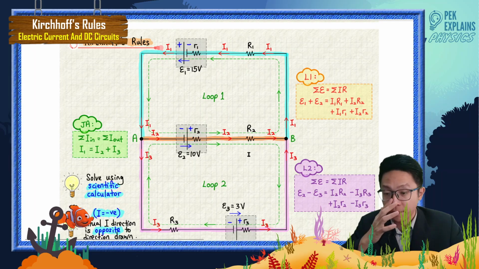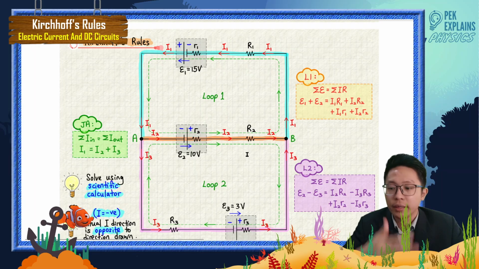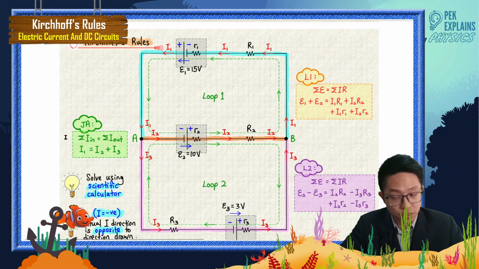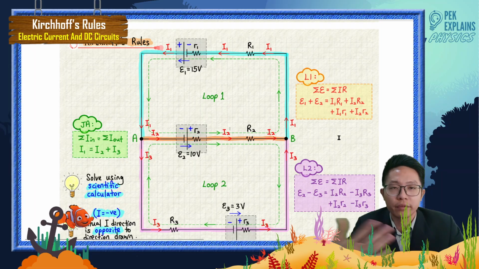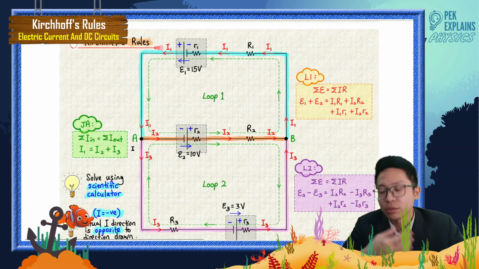Okay. Now, I already finished labeling. Now, I want to do the first law. For the first law, just pick one junction. Do you want junction A or junction B? Both are the same. Both will give the same equation. So I just pick junction A.